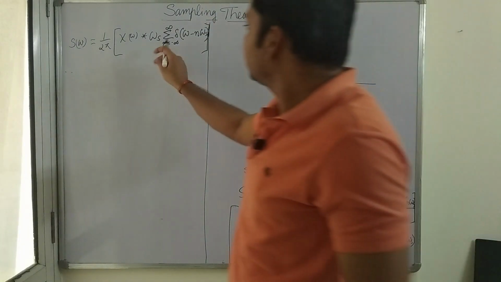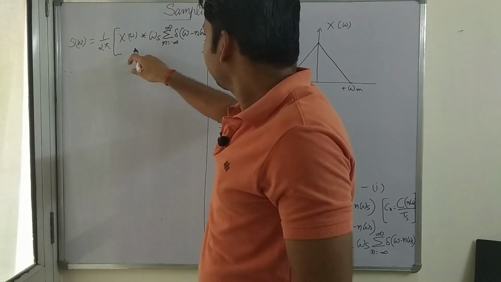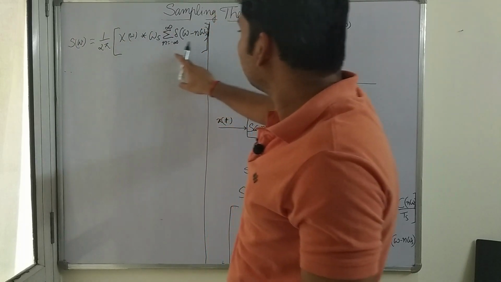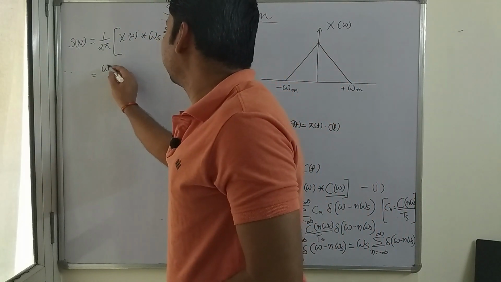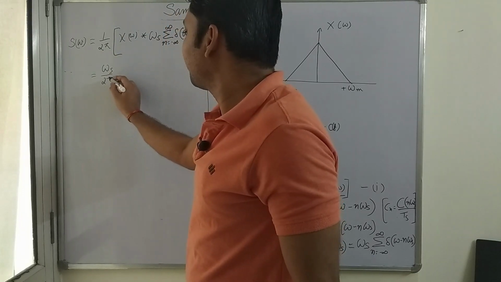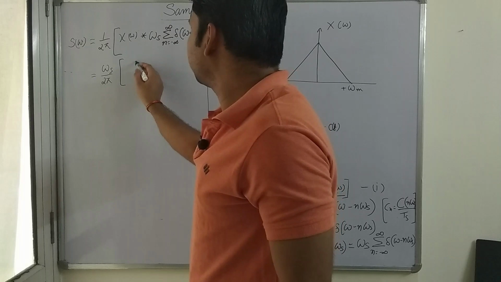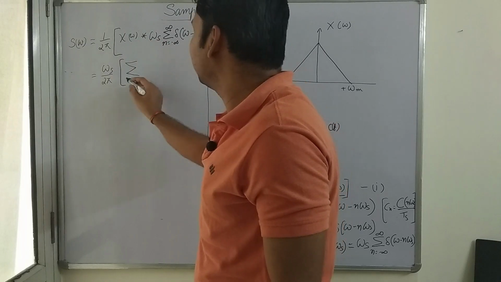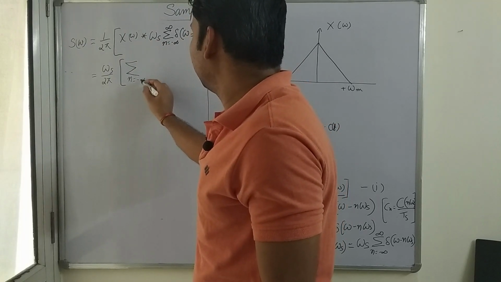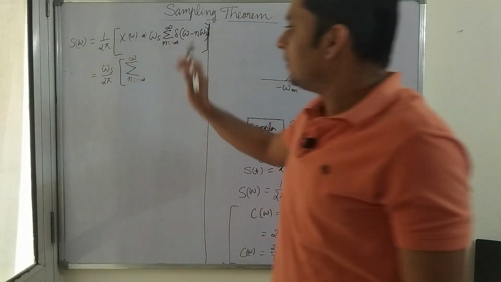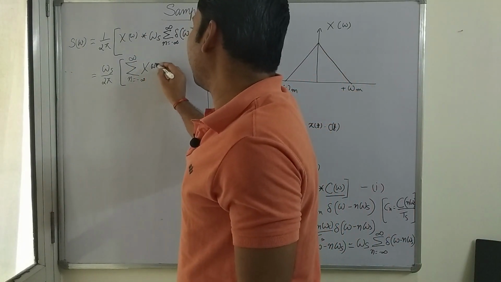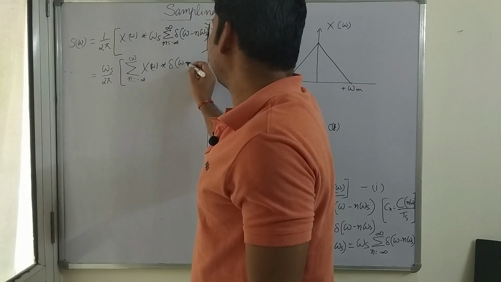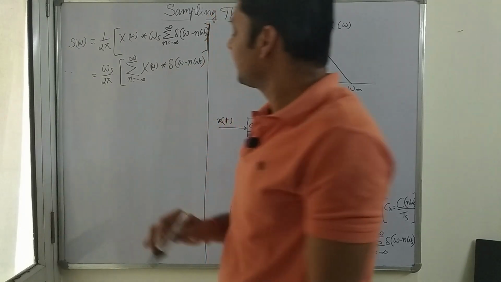Look at this. X(omega) is constant, omega s is constant. Let's take this omega s outside and take the summation for the whole value. So omega s upon 2 pi is taken outside. We have taken X(omega) inside the summation because no n is there, so it will be a constant for this summation. So we can include it in the summation: X(omega) convolution with delta of omega minus n omega s.